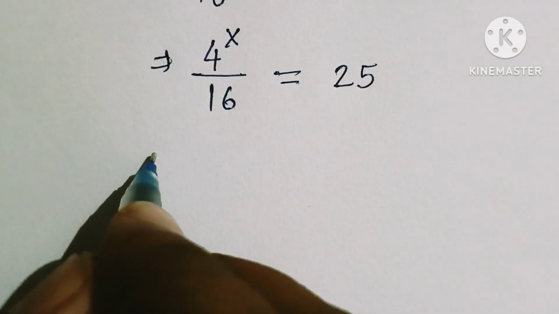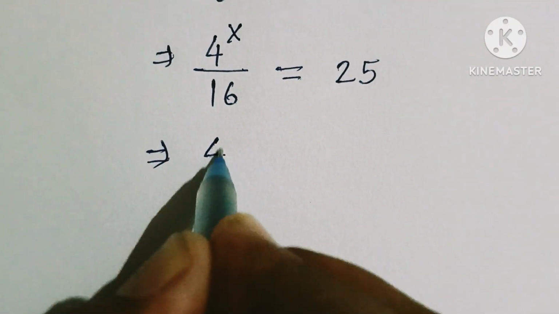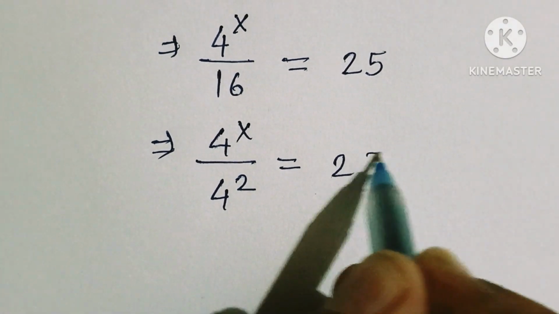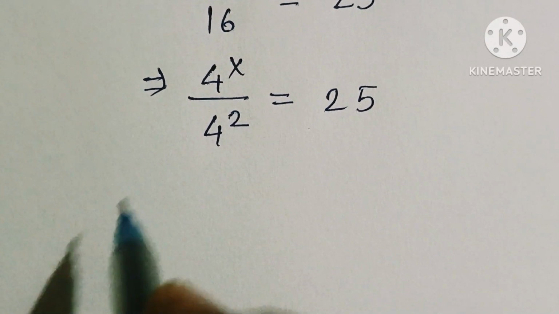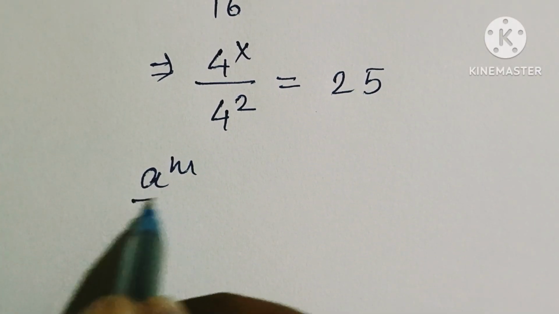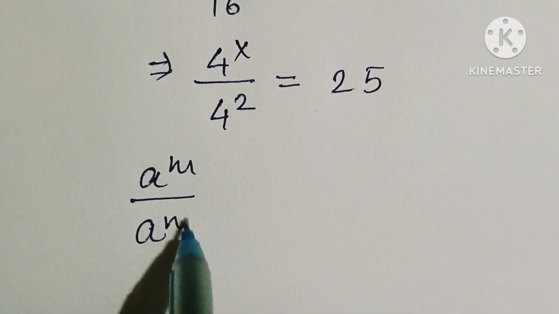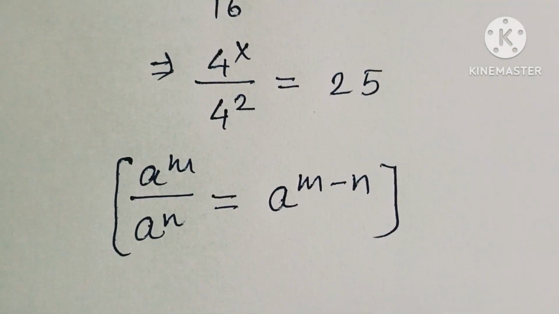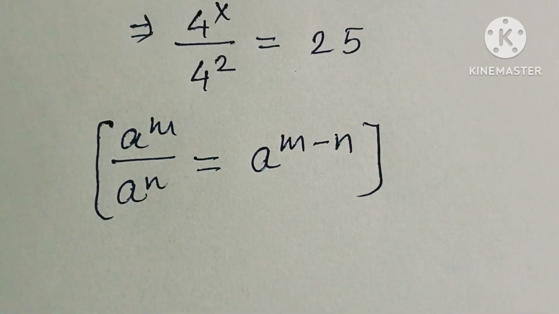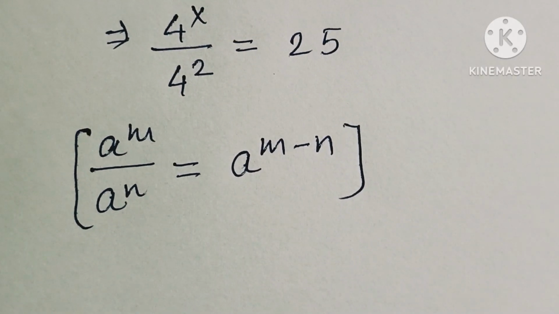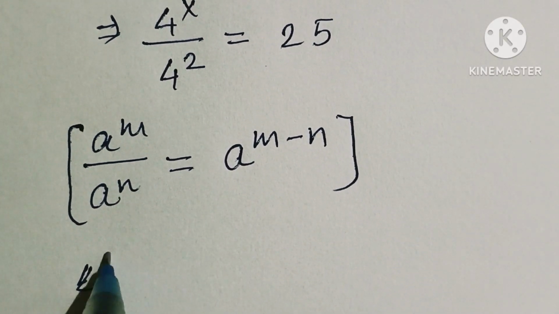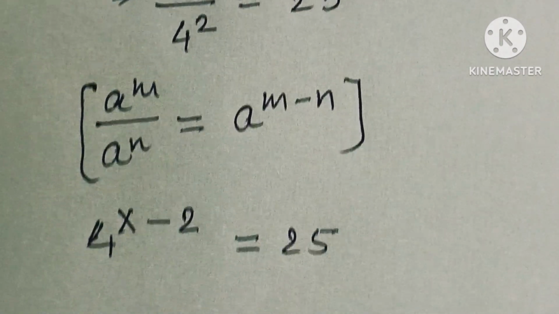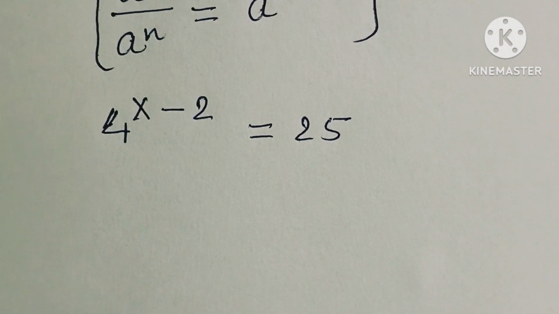Now 4 raised to power x, 16 is the square of 4, equal to 25. Now we can write a raised to power m divided by a raised to power n is equal to a raised to power m minus n. So we continue: 4 raised to power x minus 2 equal to 25.